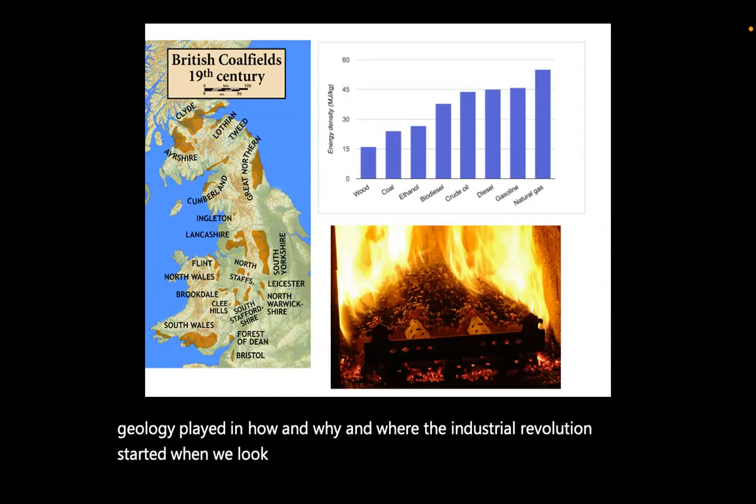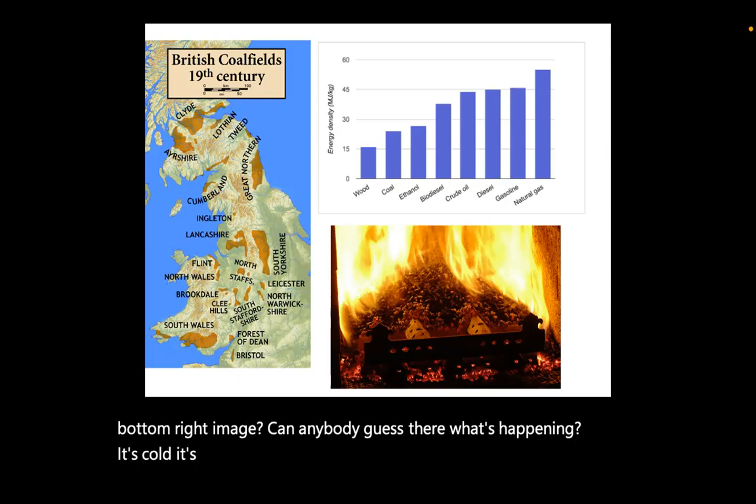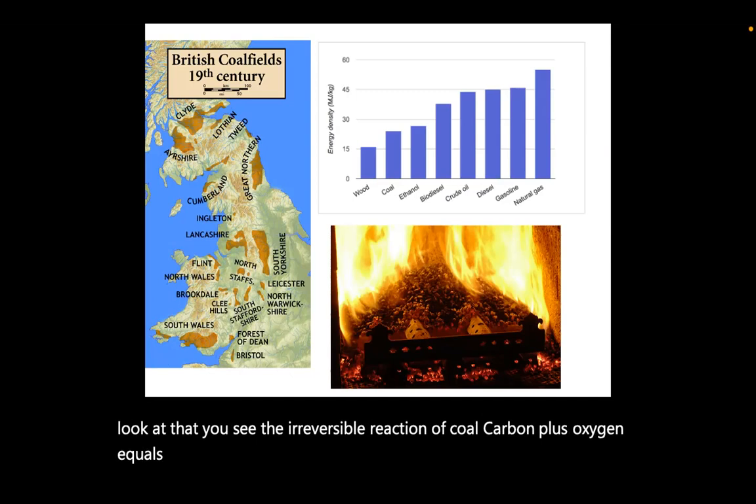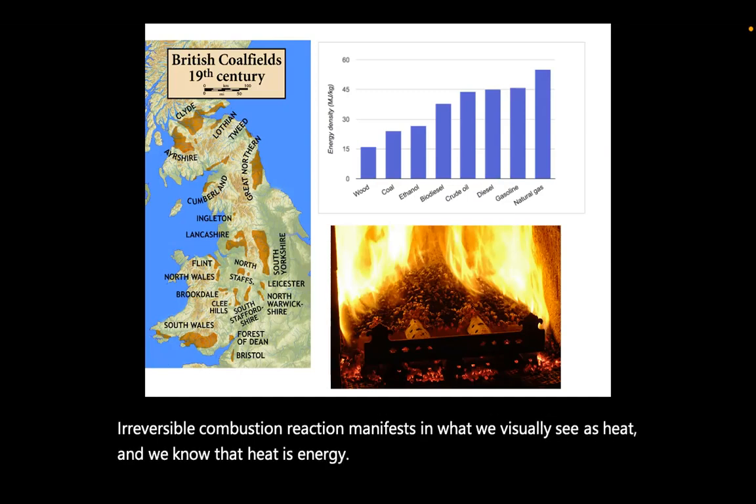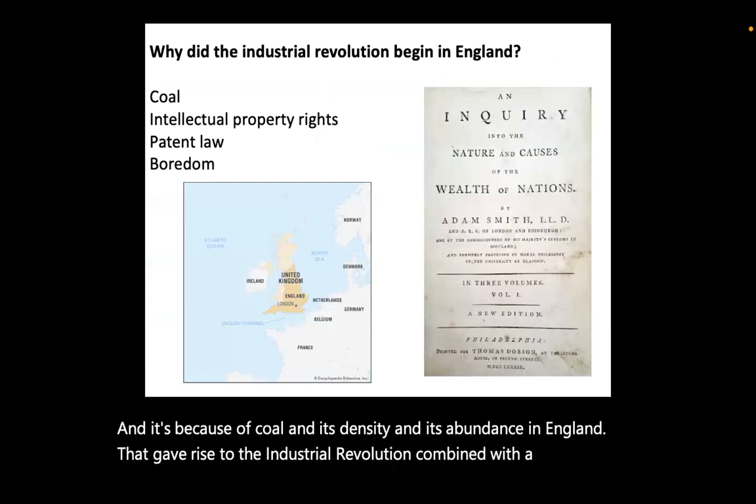When we look at the photograph here on the slide, what's in the bottom right image? Can anybody guess what's happening? Burning coal. It's the combustion of coal in the bottom right. And when you look at that, you see the irreversible reaction of coal, carbon, plus oxygen equals carbon dioxide, CO2, plus energy. And the energy during that irreversible combustion reaction manifests in what we visually see as heat. And we know that that heat is energy. And it's because of coal and its density and its abundance in England that gave rise to the Industrial Revolution, combined with a few other facts.